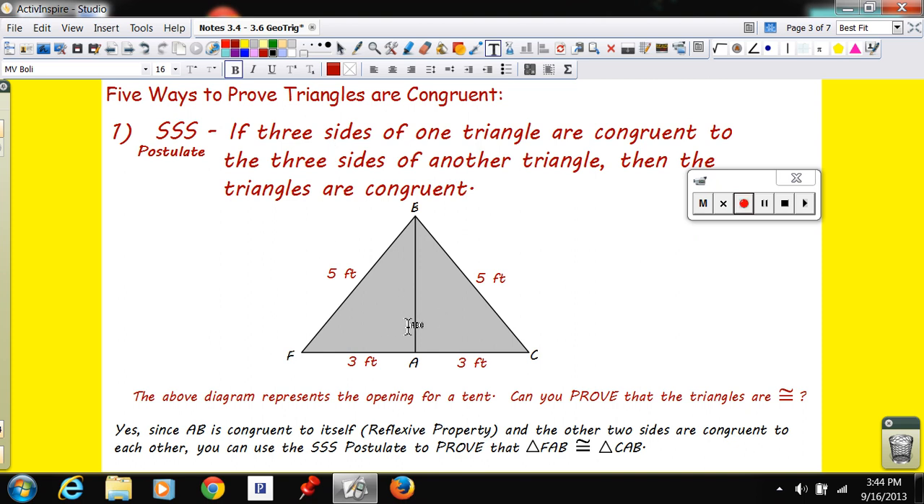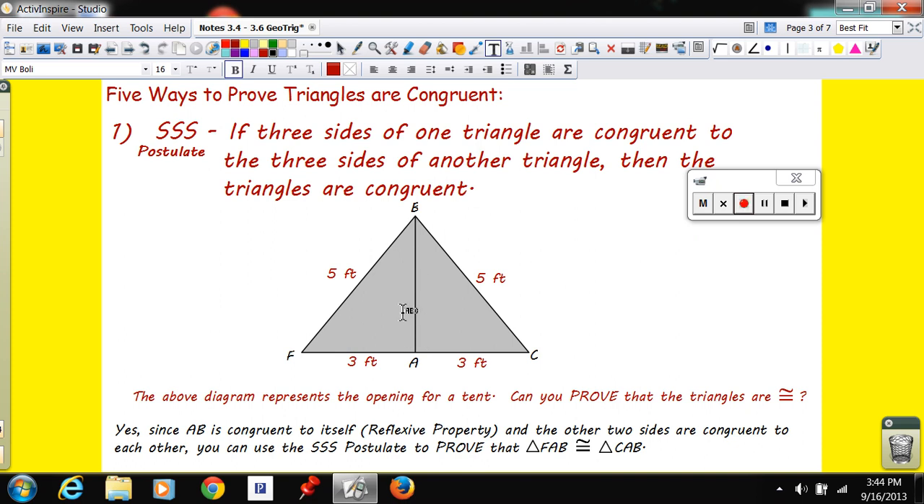If you look at these 2 triangles, this is like the opening for a tent. You got the zipper down the middle here. You've got this triangle right here. You've got this triangle right here. So they got a 5 in common, another 5. So those 2 are the same sizes. 3 matches with 3, so those 2 are the same. And AB matches up with AB in both triangles.